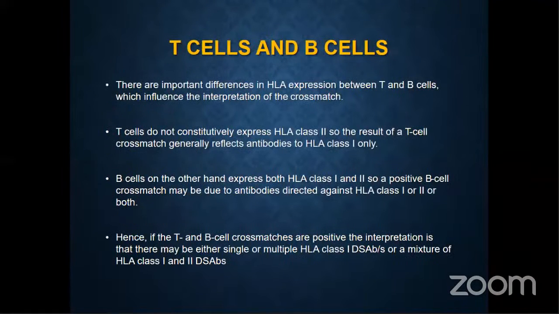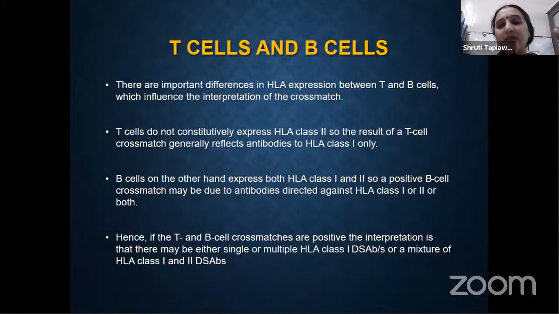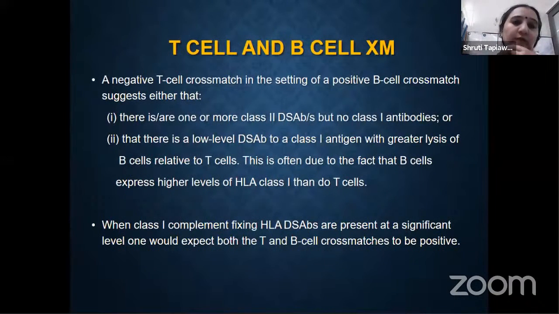So as we said, T cells and B cells express class 1 and class 2. T cells exclusively class 1, but B cells might have class 1 and class 2 both. So we have to understand that when one of them is positive, what it means, and when both of them are positive, what it means. So we were on this slide.